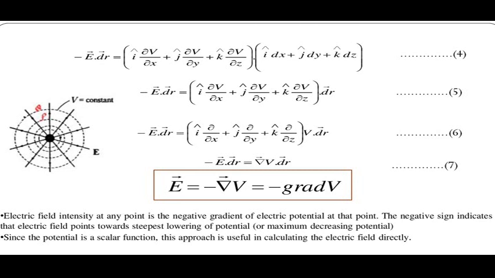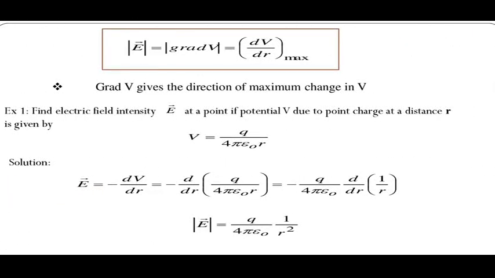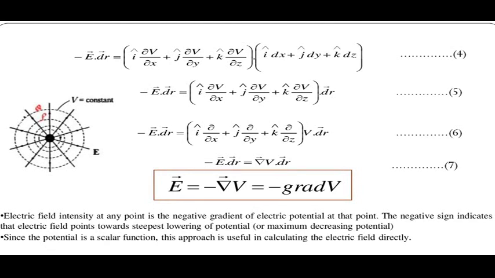In terms of magnitude, we can recall the physical significance of a gradient of a scalar function, which is that the gradient of V gives the direction of maximum change in V. This maximum change can be increasing or decreasing. Since we have a negative sign, it indicates that the electric field points towards the steepest lowering of potential or maximum decreasing potential. I repeat again, the negative sign indicates that electric field points towards the steepest lowering of potential or maximum decreasing potential.